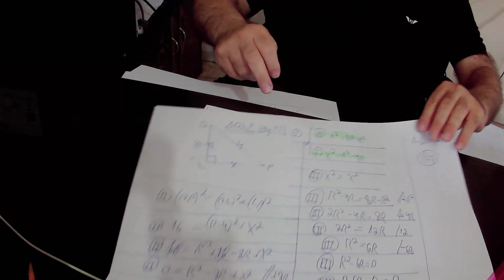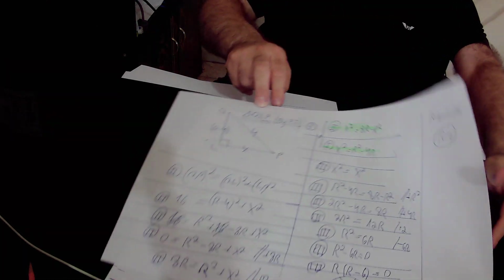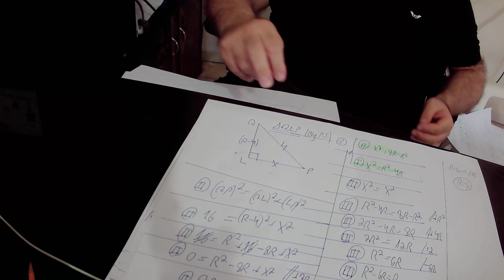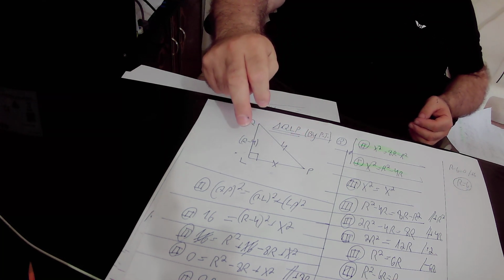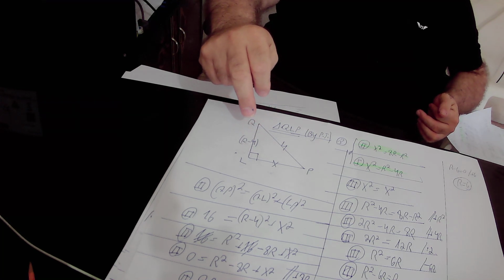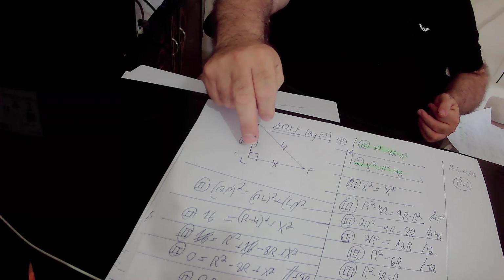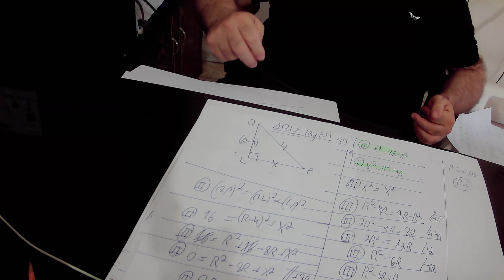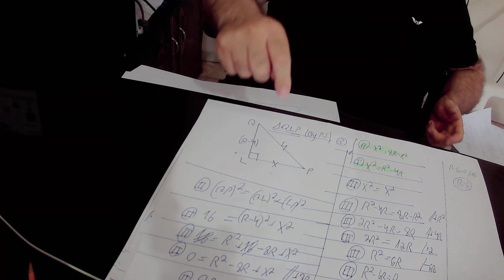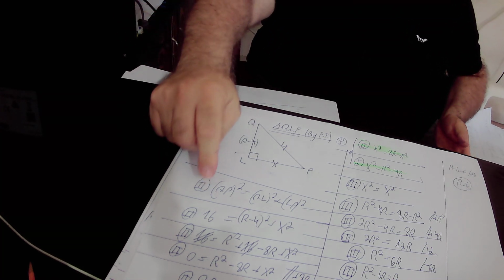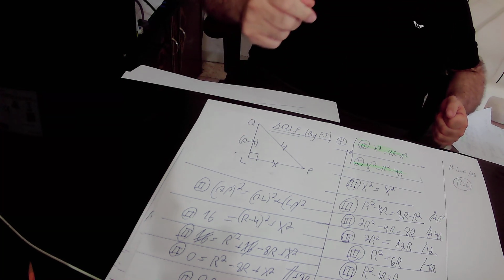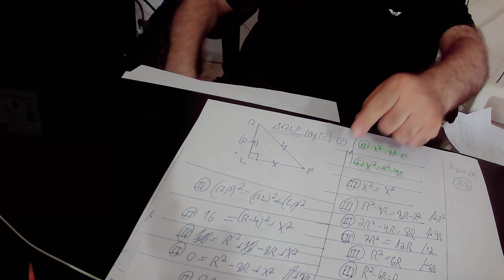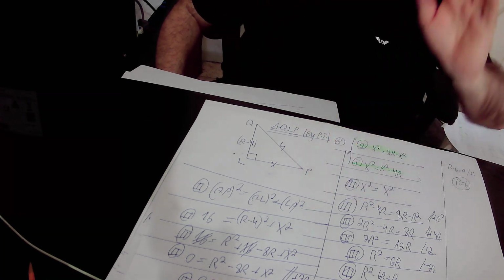According to the Pythagoras theorem, the square of the hypotenuse equals the sum of the squares of the perpendiculars. That is to say, QP square must be equal to QL square plus LP square. QP equals 4, therefore QP square equals 4 squared, that is 16. QL equals R minus 4, therefore QL square equals R minus 4 square. LP equals X, so LP square equals X square.